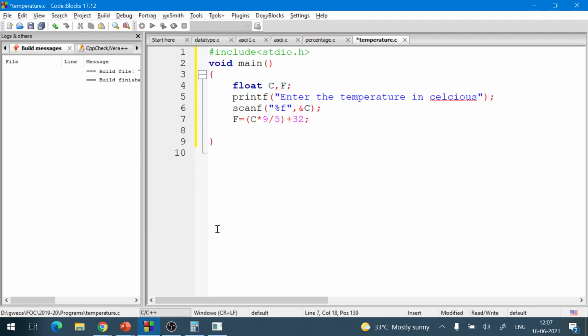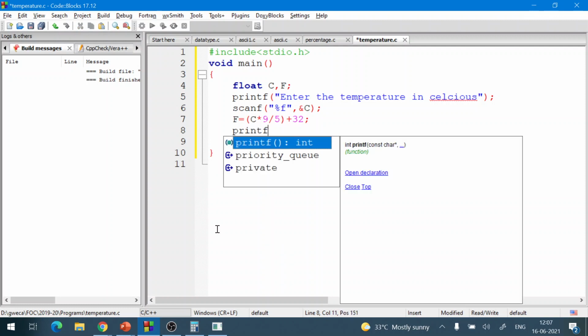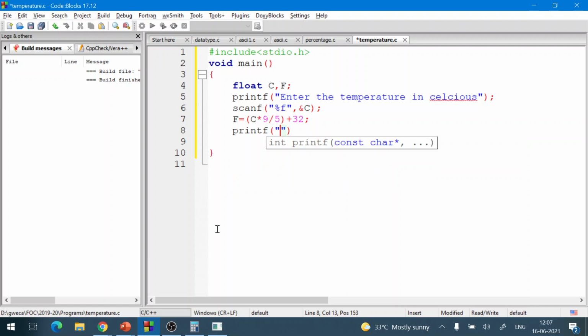So what will happen? C will be multiplied by 9, or 9 will be divided by 5. This is decided by the operator precedence. The division has higher precedence over the multiplication, so first this will be evaluated, and then the result of this will be evaluated as this. Now there is a twist. Since this is in floating point and these are integers, the result of this particular part would be an integer. So let us see what the result is and if it is coming proper or not.